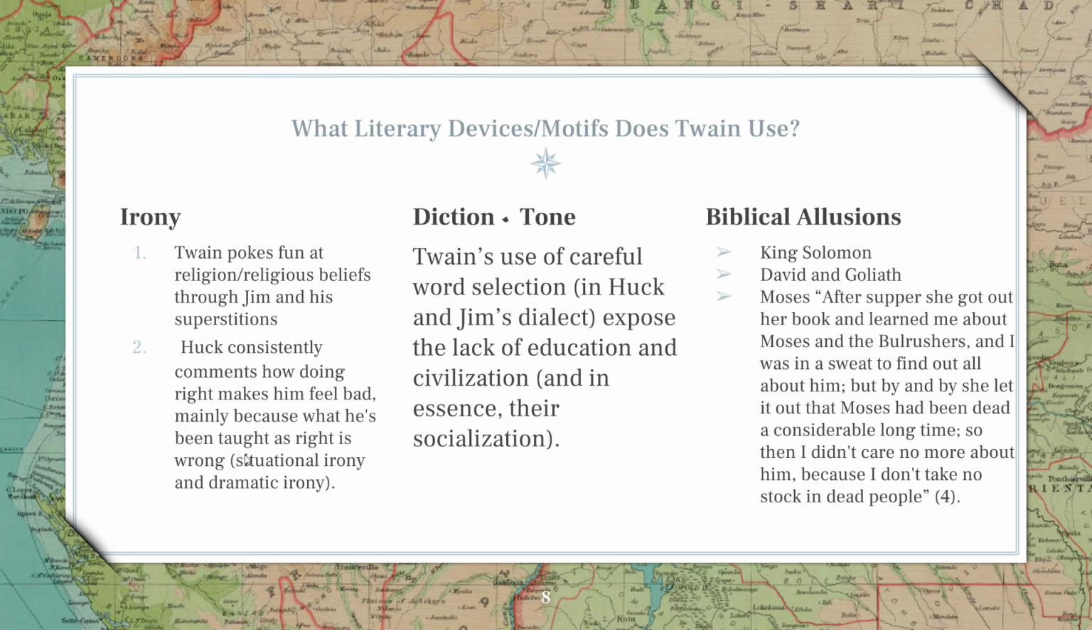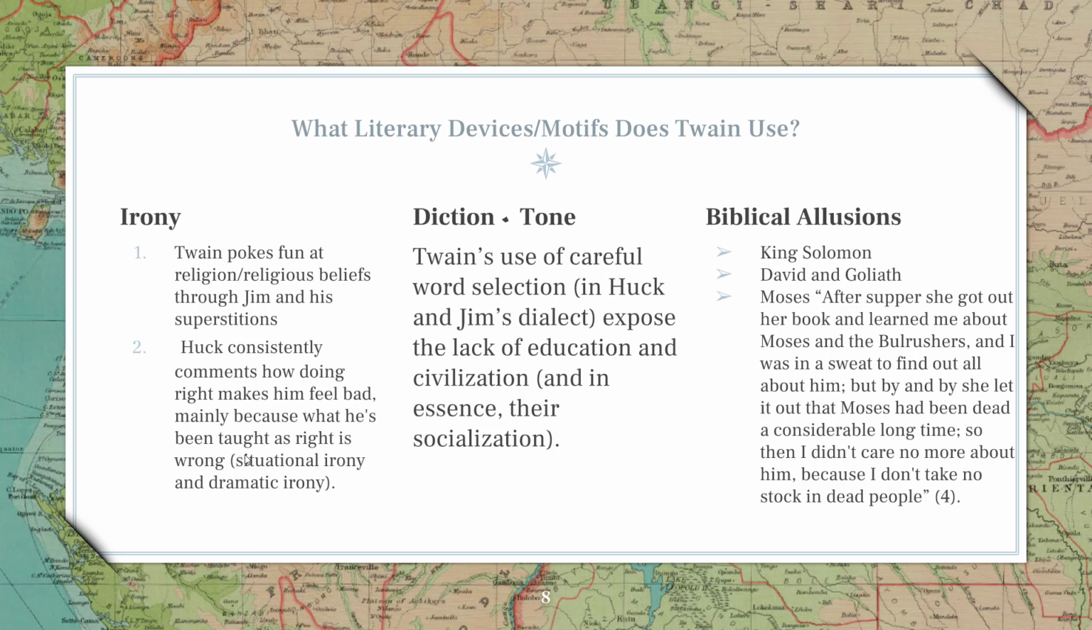And then of course Huck consistently comments on how doing right makes him feel bad because he's been taught that right is wrong. And that's irony working right there in the situation. And of course, it's dramatic irony because we as the reader can see that just like in my last example with Jim and Huck being friends and Huck not turning him in, that's dramatic irony.